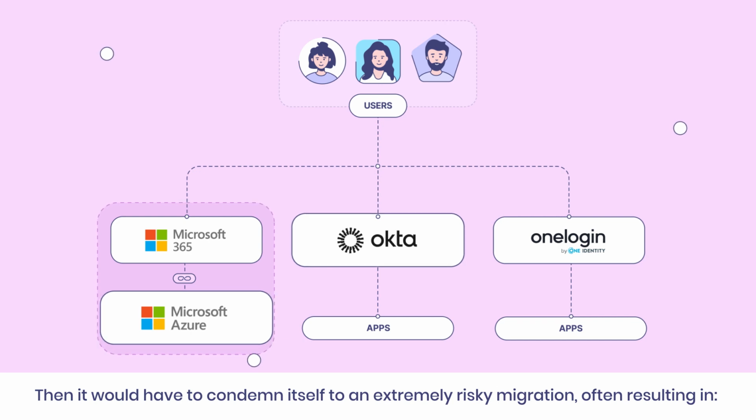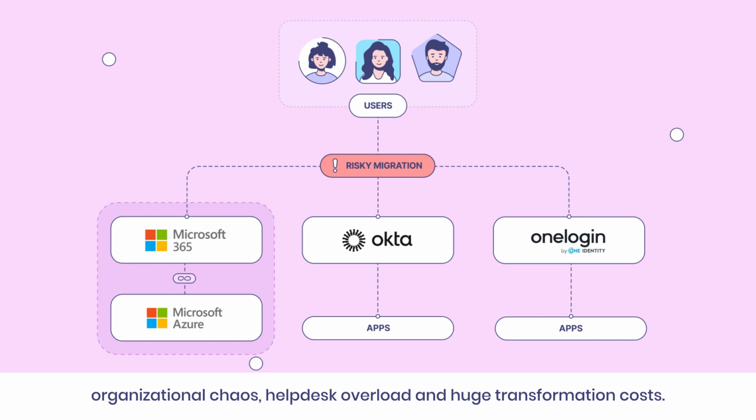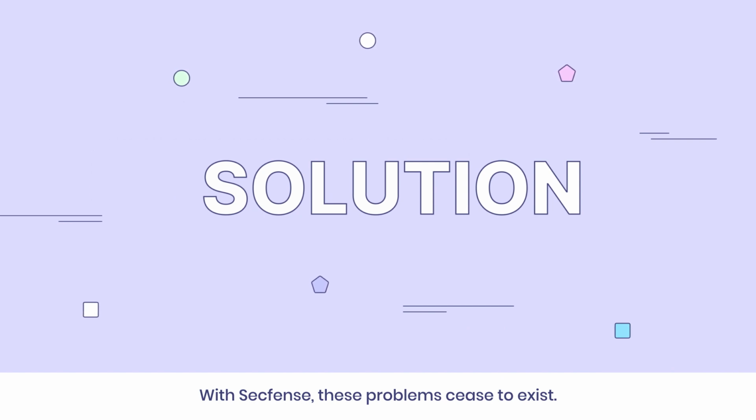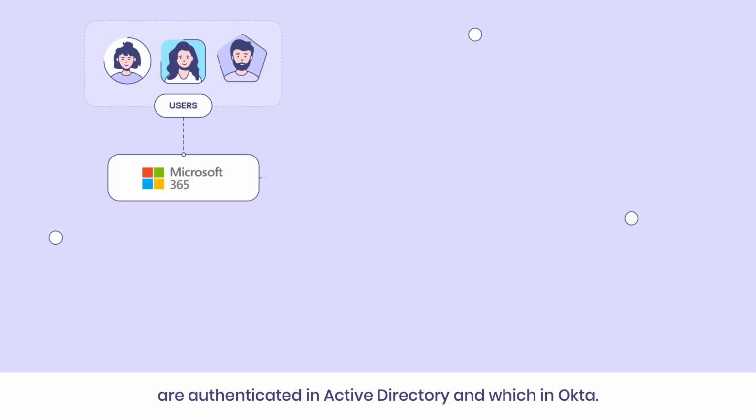Then it would have to condemn itself to an extremely risky migration, often resulting in organizational chaos, help desk overload, and huge transformation costs. With Secfense, these problems cease to exist. With Secfense, the customer decides which Office 365 users are authenticated in Active Directory and which in Okta.